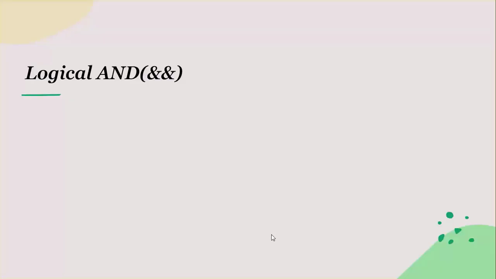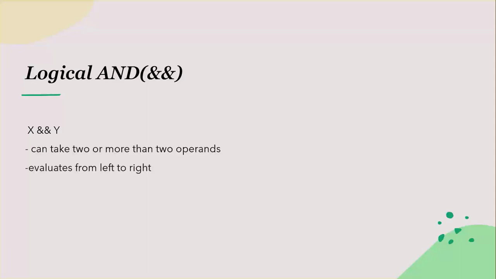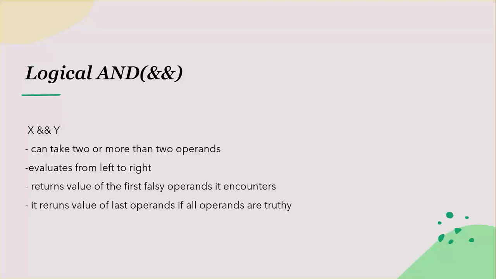Let's see how we can render JSX dynamically using logical AND operator. Before moving forward, let's take a closer look what is logical AND operator and how it works. This is syntax of logical AND operator. It can take two or more than two operands. It evaluates operands from left to right. It returns value of the first false operand it encounters. It returns value of last operands if all operands are truthy.